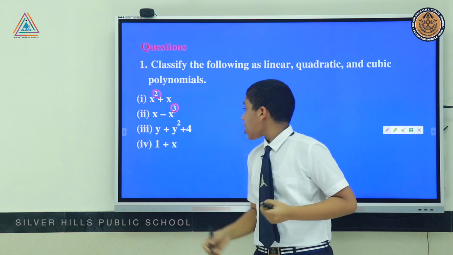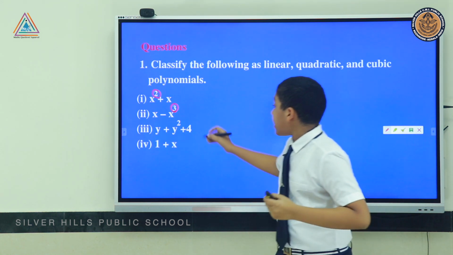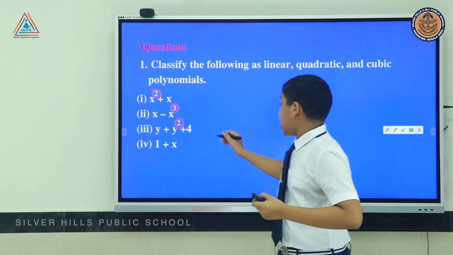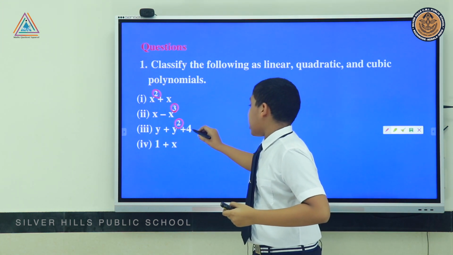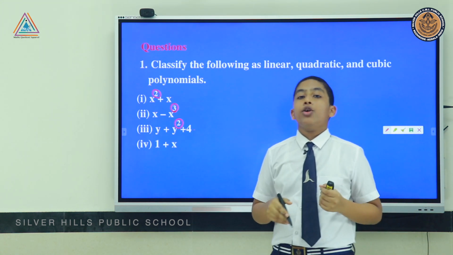And to the third, y plus y square plus 4. It is a quadratic polynomial because the highest power of the variable is 2, and such type of expression that has the highest power of the variable as 2 is known as a quadratic polynomial.